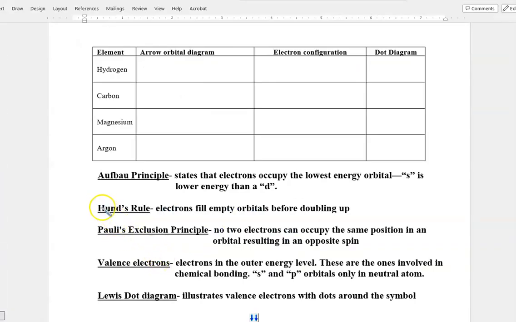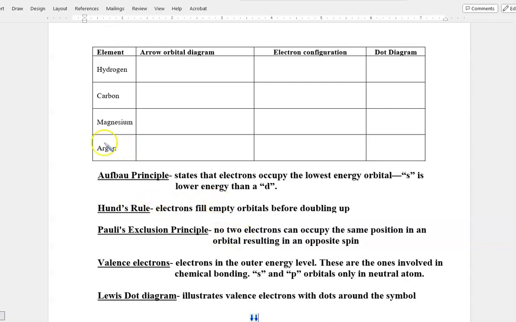All right, so while I've pulled down, let me show you, I meant to, on a previous video, talk about Hund's rule. Remember how we went up, up, up, and then we went down, down, down? That is called Hund's rule. Electrons will fill empty orbitals before doubling up. So we had Pauli's, which is why they go up, down, and we have Hund's, which is why they spread out.